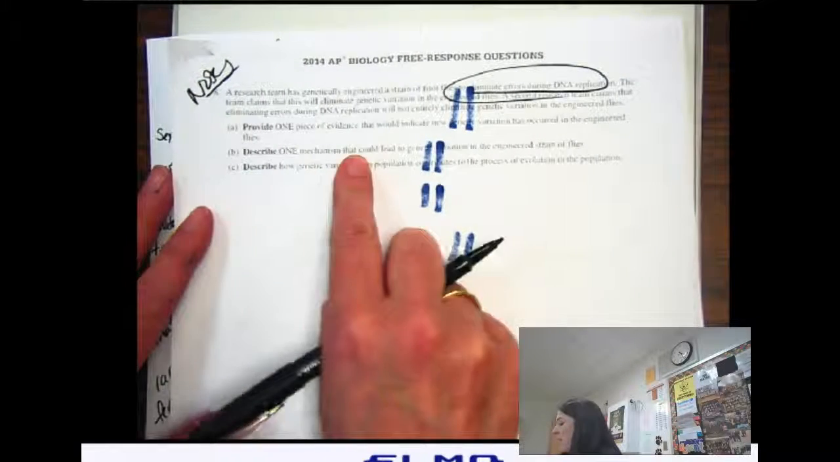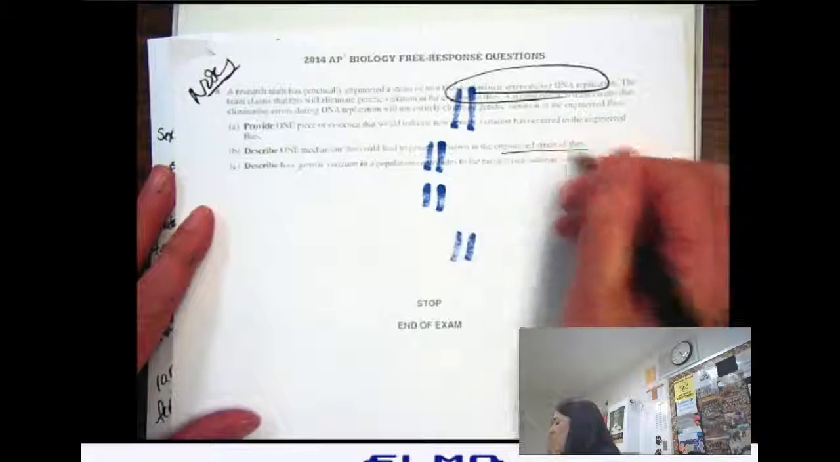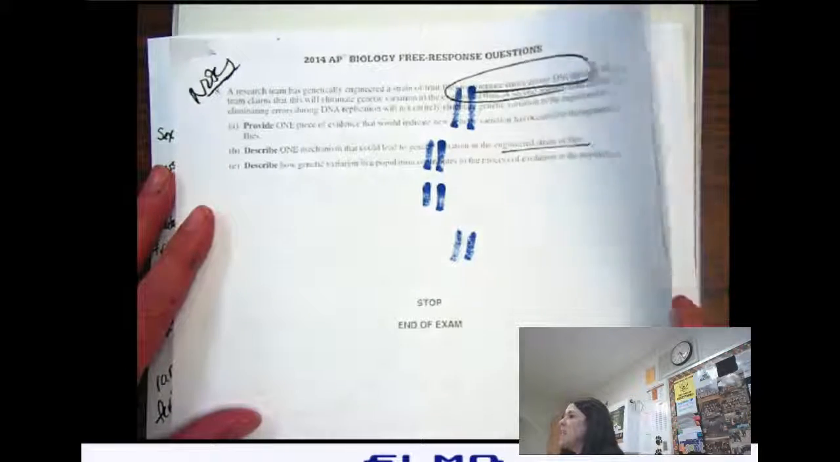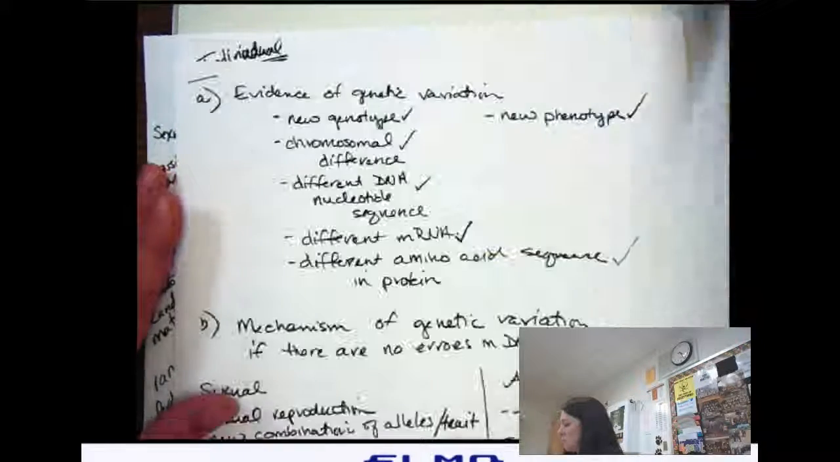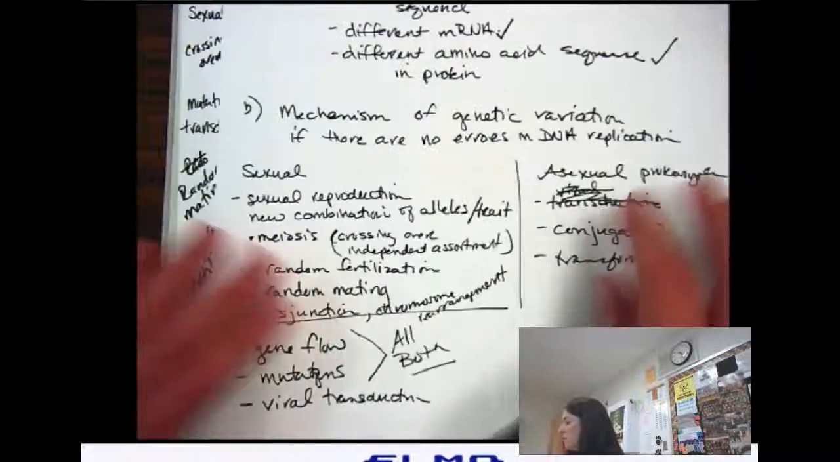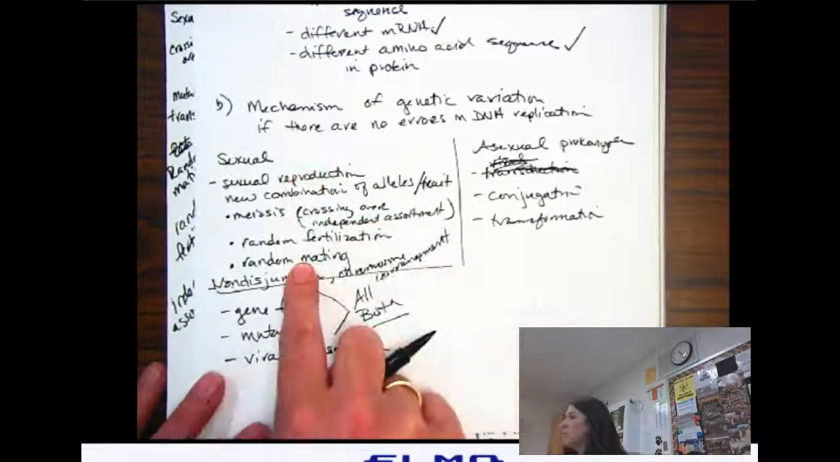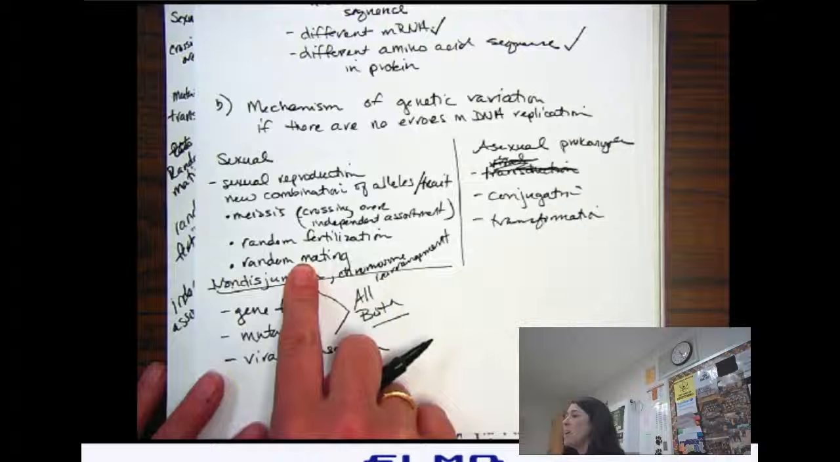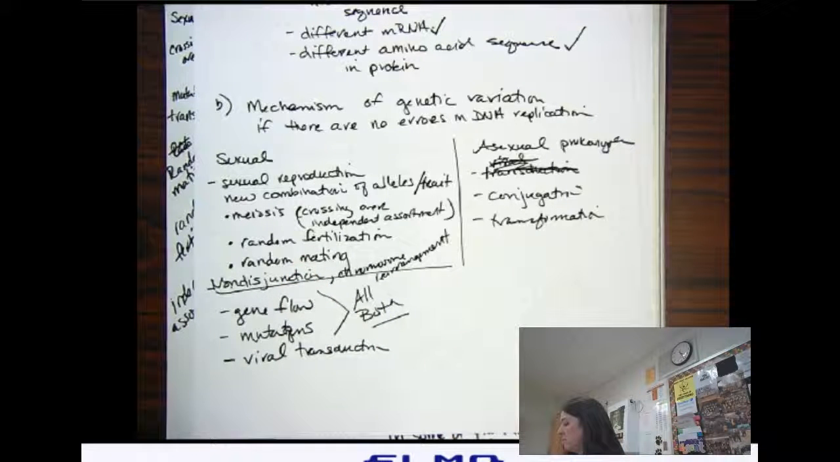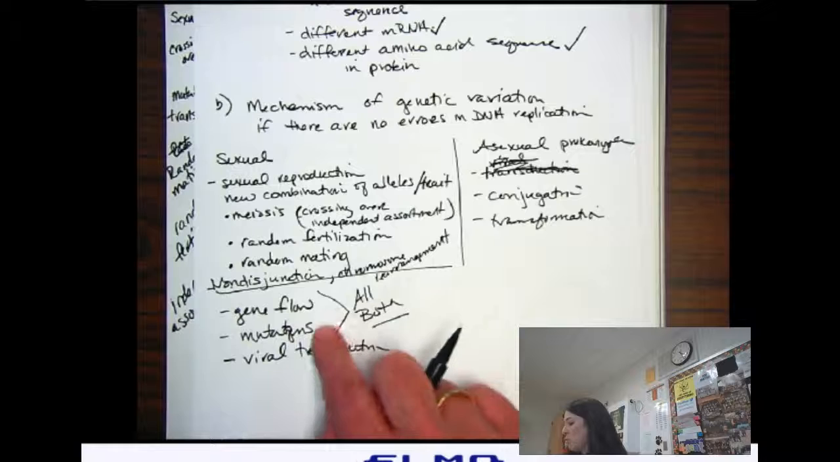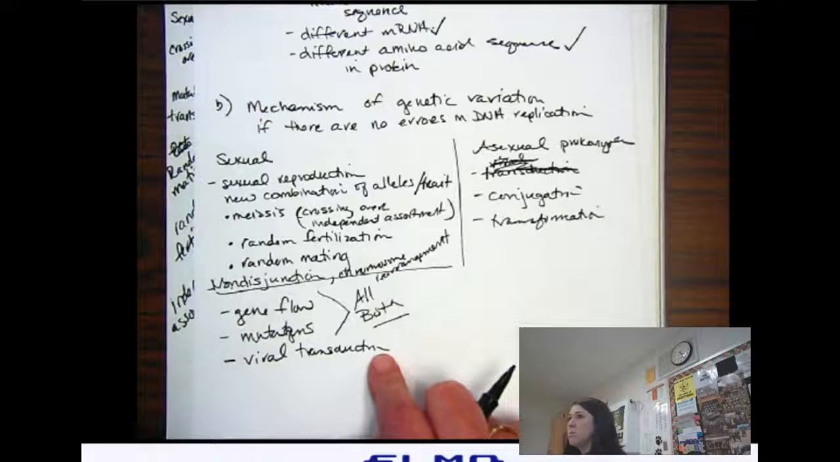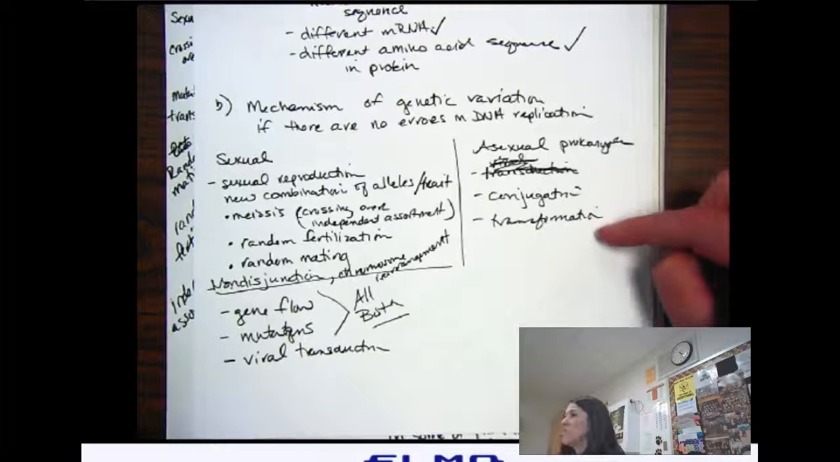B says, describe a mechanism that could lead to genetic variation in the engineered strain of flies. If there's no errors in DNA replication, you still have all of this sexual reproduction that happens in flies that shuffles up alleles. Or you could have gene flow or mutagens or viral transduction too. If the question was about bacteria, I could have said conjugation or transformation, but since it was about flies, I couldn't say that because they're eukaryotic.